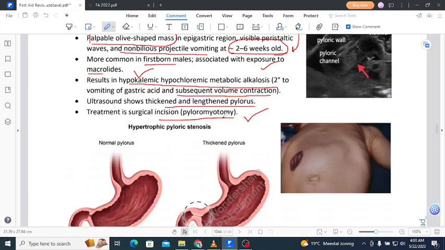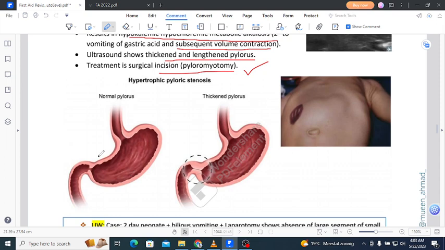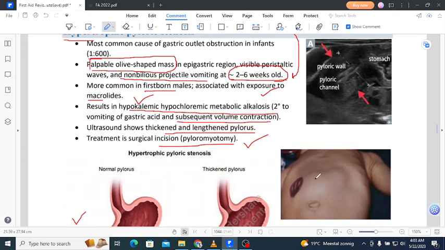Now you can see the hypertrophic pyloric stenosis as they have depicted. This is the normal pylorus, and if it becomes hypertrophic, it looks something like that. And this is not an olive-like mass, but you know that there is distension of the stomach or something like that, because there is pyloric stenosis maybe.